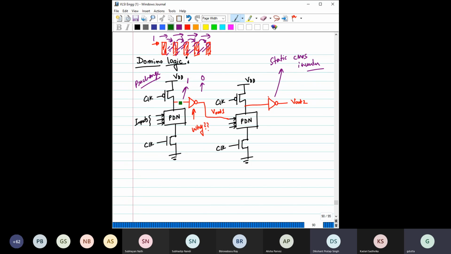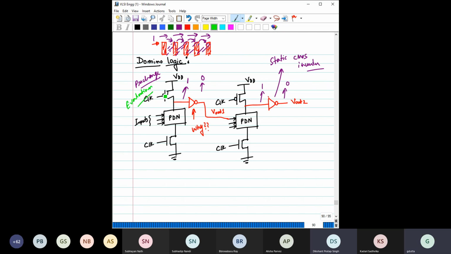So during pre-charge, we have seen that here it is 1, here it is 0, 1, 0. Let me write it here as well. So this is 1, this is 0. And then we have gone to the evaluation phase.